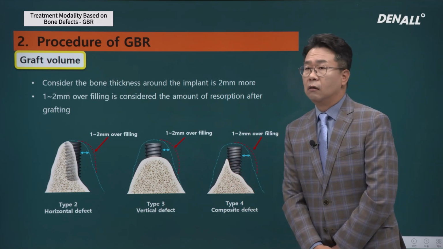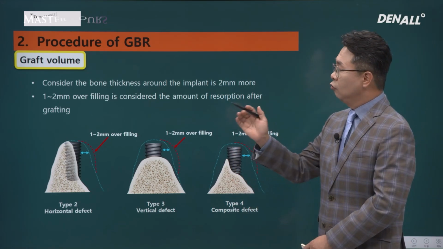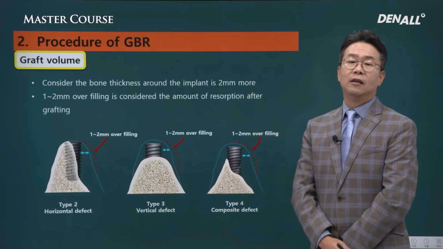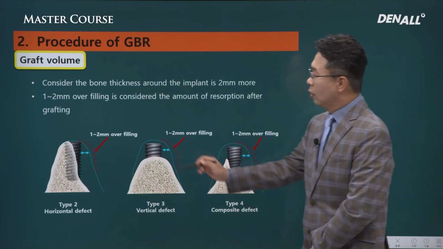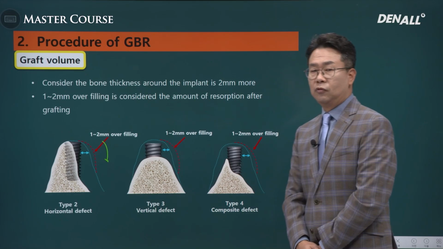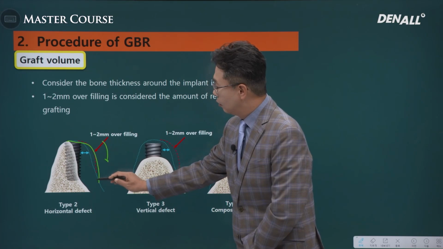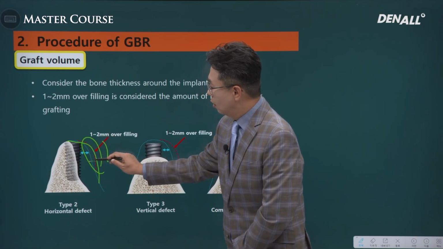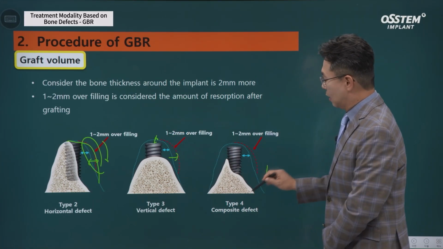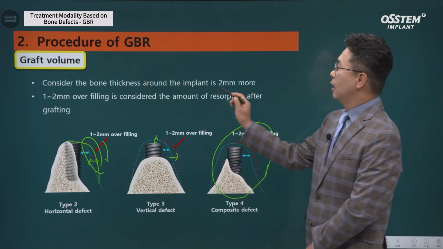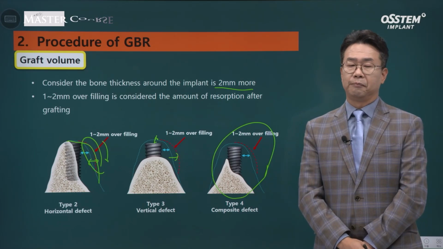When there is a bone defect of type 2, type 3, and type 4, the bone graft needs to be maintained within the space that we make. Just because we apply them does not mean that they're going to stay the same. There's going to be shrinkage and resorption. If the amount of bone augmentation is shown in blue, we need to do overfilling by about 1 millimeter. We need to do overfilling on the lateral side and on top. So about 2 millimeters of overfilling is required.